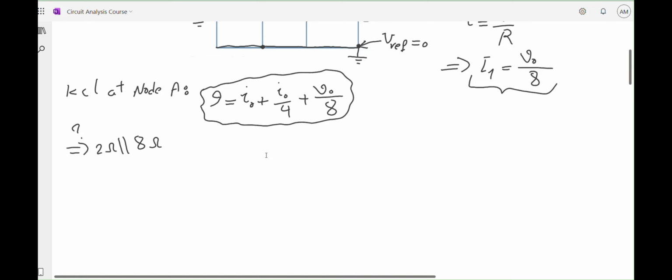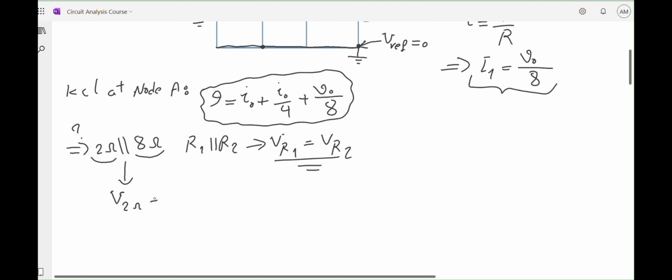And you know better than me, if R1 and R2 are in parallel, there's a very important outcome, that the voltage of R1 equals the voltage of R2. This is important in this circuit now. If the 2 ohm and 8 ohm resistors are in parallel, I can come to the conclusion that the voltage across 2 ohms equals the voltage across 8 ohms. What does it mean? I already have the voltage across 8 ohms.